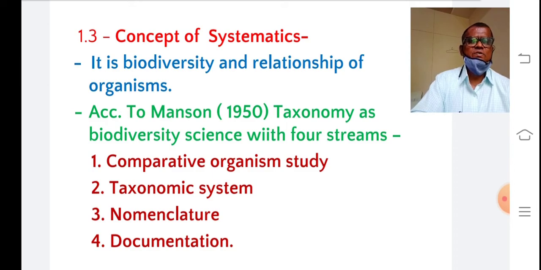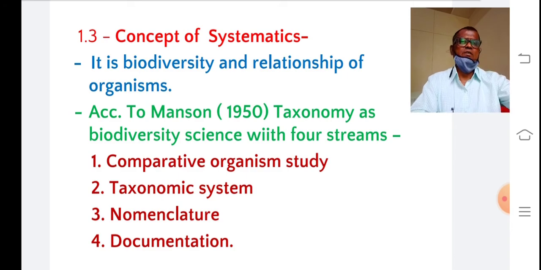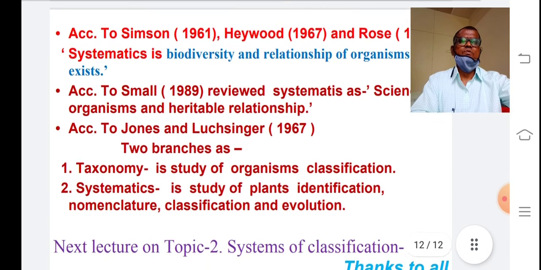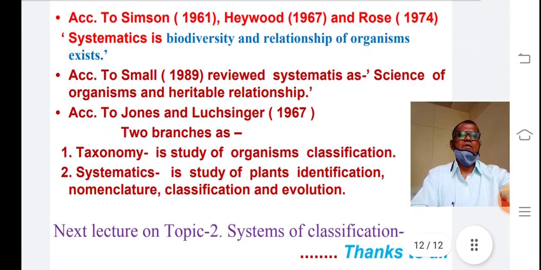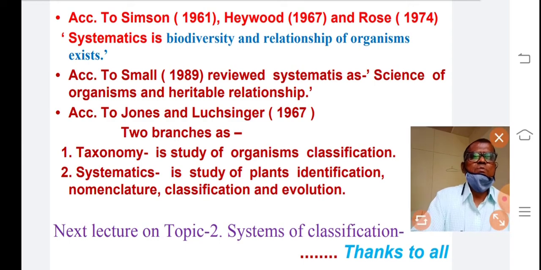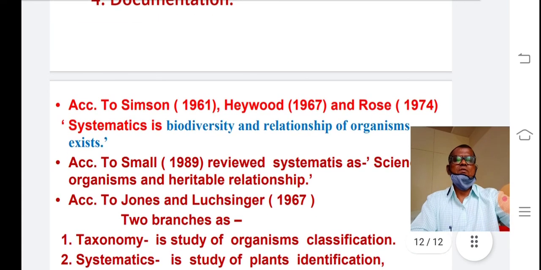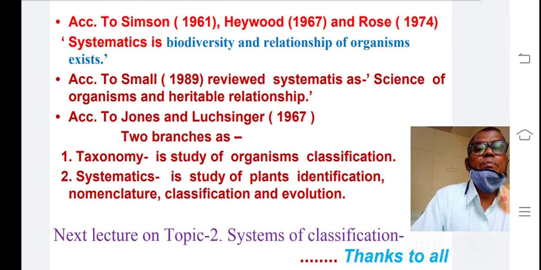So taxonomy is a biodiversity science with 4 streams. Science means to understand, right? So these 4 points: comparative organisms, taxonomy system, nomenclature, and documentation. How we keep the documents is very important. This study was later done according to Simpson in 1961, Haywood 1967, and Rose 1974. They gave systematics as biodiversity and the relationship of organisms, right? So in this, which organisms exist, that is which organisms are present.